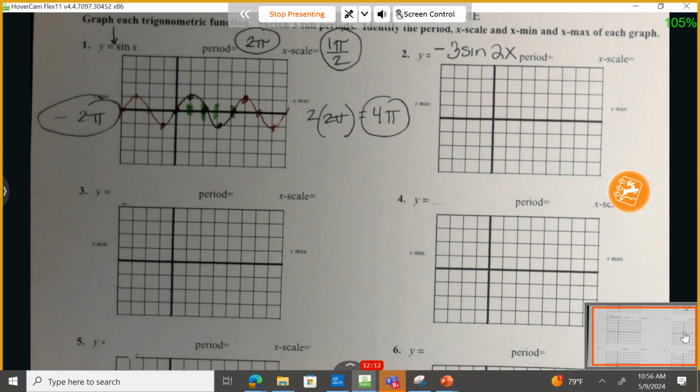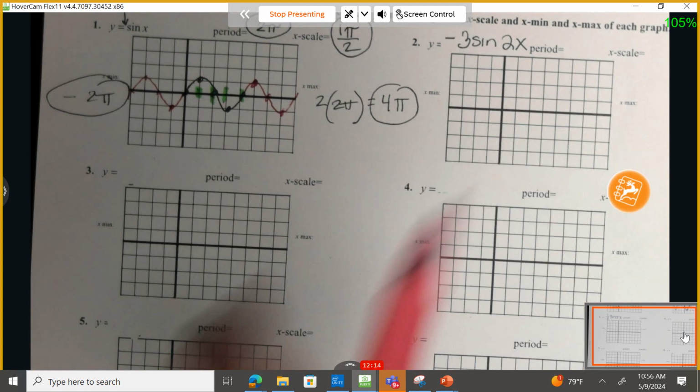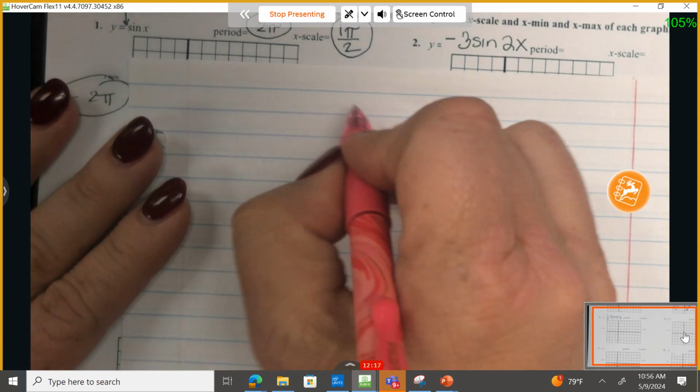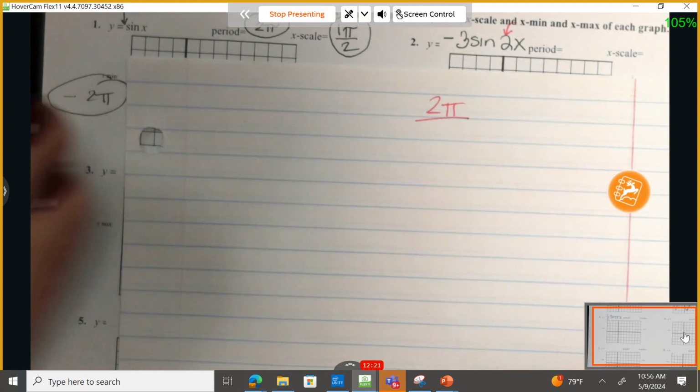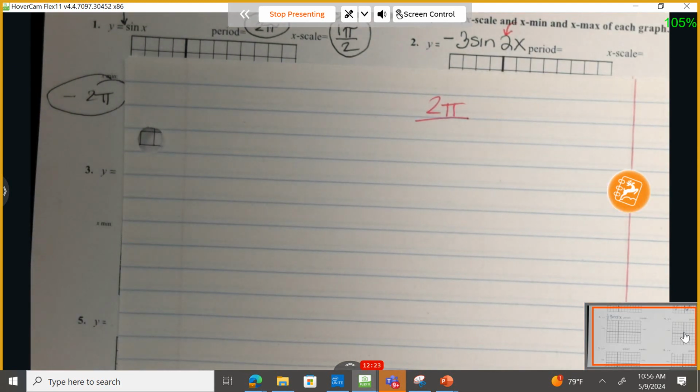So I'm going to do it on a separate piece of paper. You have more than enough room to do it here. I always take 2 pi and I divide it by whatever number is in front of the x. So draw a little arrow in front of the x.